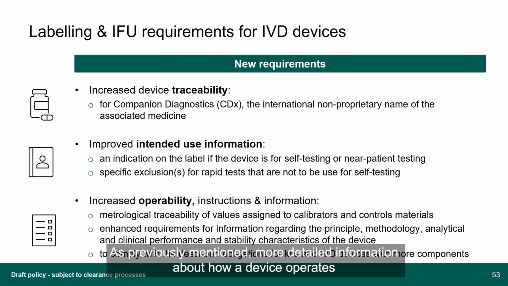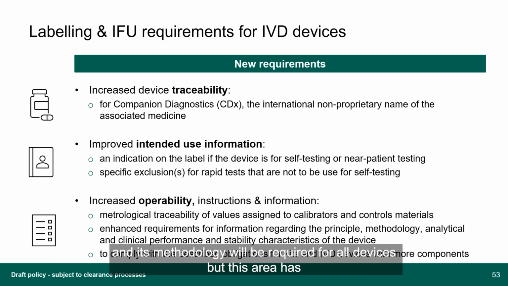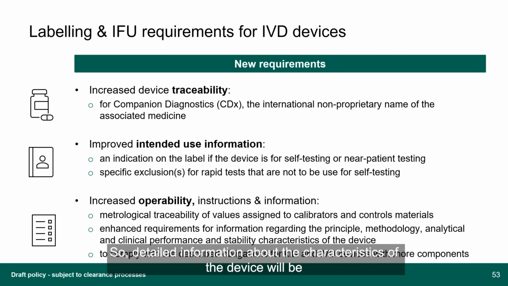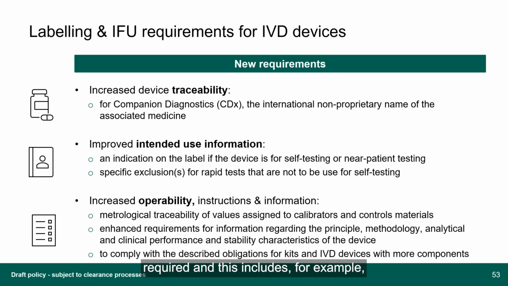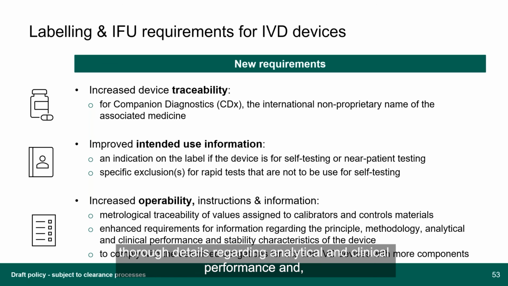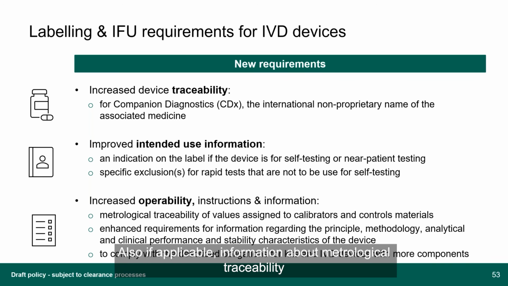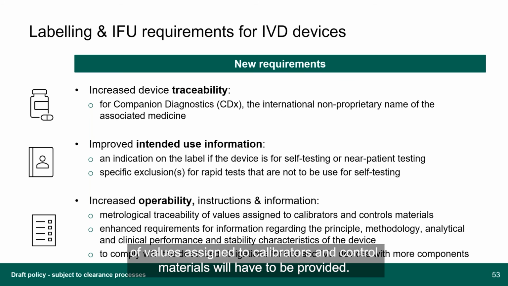And as previously mentioned, more detailed information about how the device operates and its methodology will be required for all devices, but this area has been greatly expanded for IVDs. So detailed information about the characteristics of the device will be required. And this includes, for example, the principle and the methodology of the device, thorough detail regarding analytical and clinical performance, and for example, all elements associated with the stability of the device. Also, if applicable, information about metrological traceability of values assigned to calibrators and control materials will have to be provided.